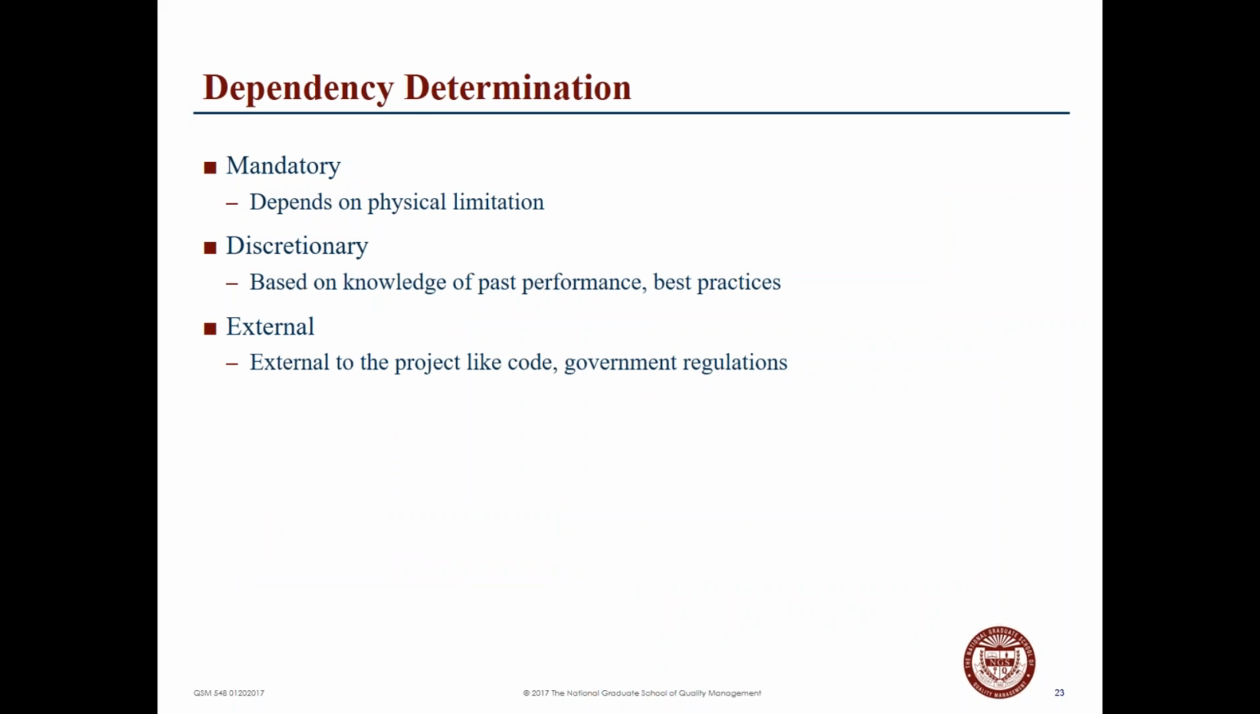So when we look at the determination of our dependencies, what's absolutely necessary and required may depend on the physical limitation. Then we have what we call discretionary, which may be based on previous performances or best practices. And then there's external dependencies, could be building codes, government regulations, and the like, policies, whatever else there might be.